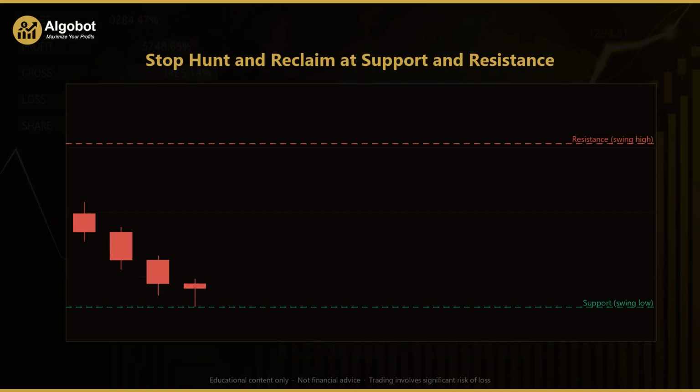Let's bring it to life on the chart. The green dashed line near 1085 is our confirmed support, a swing low the market respected earlier. The red dashed line up near 1092 is our confirmed resistance. Watch the left side first. Price drifts down towards support, and then one decisive candle spikes its wick below the green line, tripping the stops resting under support. But notice the body.